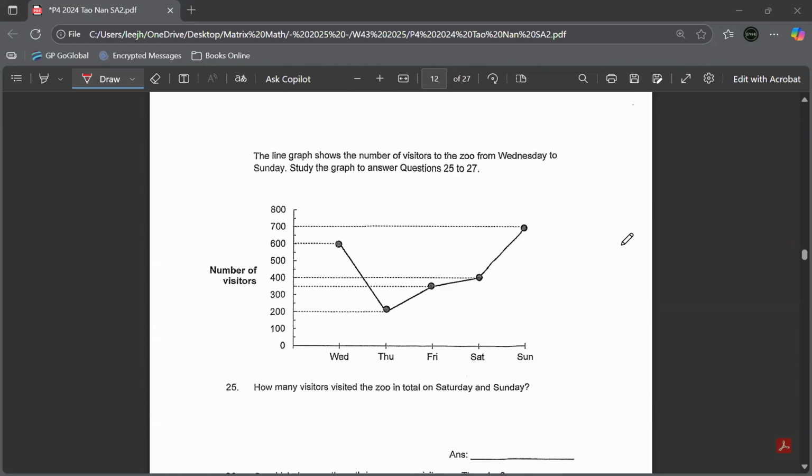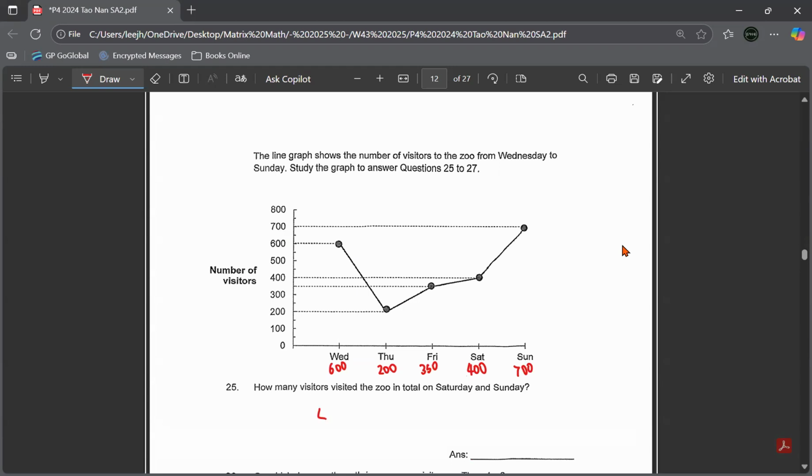Okay, sorry. Question 25. The line graph shows the number of visitors to the zoo from Wednesday to Sunday. Study the graph to answer questions 25 to 27. Before we do anything, we must always write down the values. Wednesday here is 600. Thursday, 200. Friday, in the middle of 300 and 400, is 350. Then Saturday, 400. Sunday is 700.